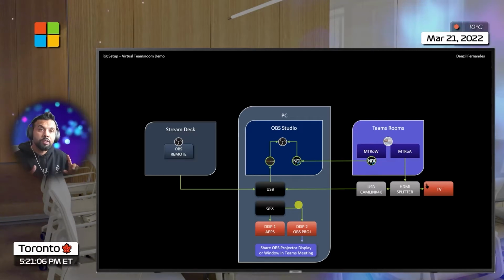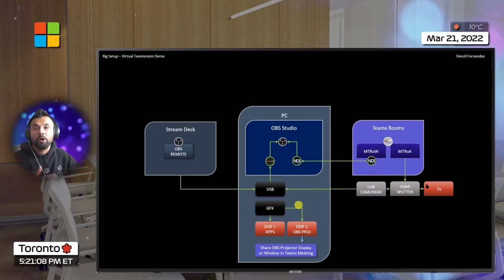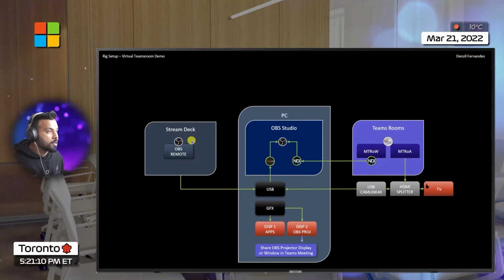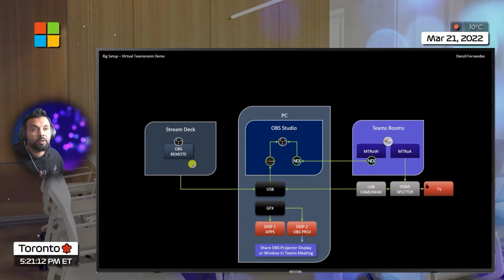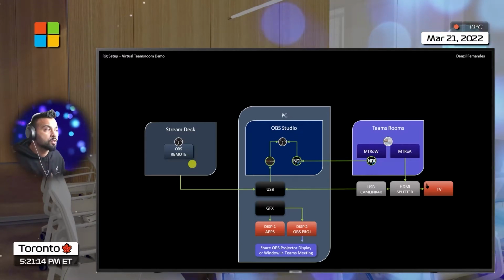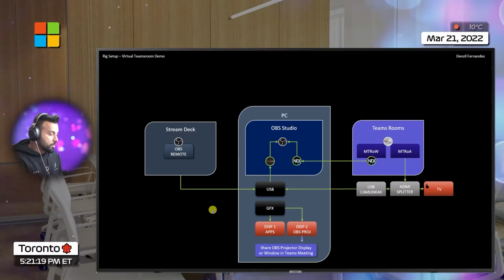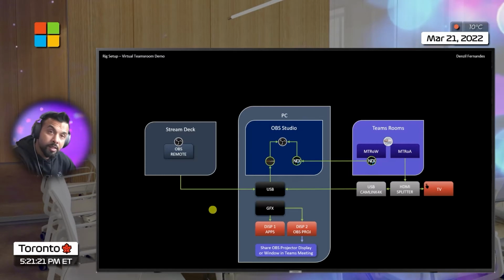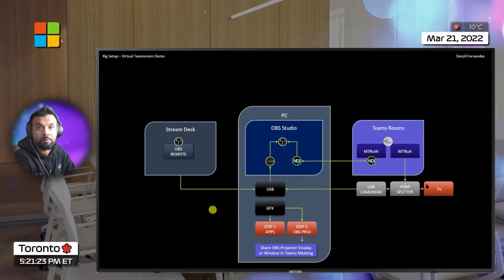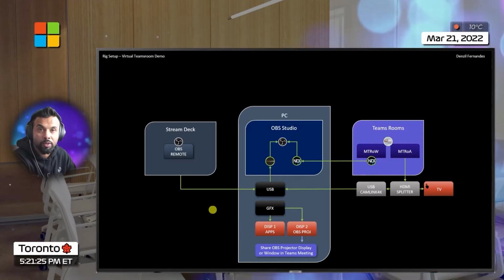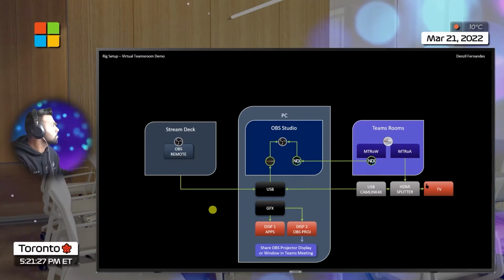Now, to switch in between scenes, you can also add a Stream Deck. A Stream Deck is a device with software that allows you to remotely control OBS. Okay, so now that we have looked at the software, let's take a look at some of the websites that you will need to go download these tools.